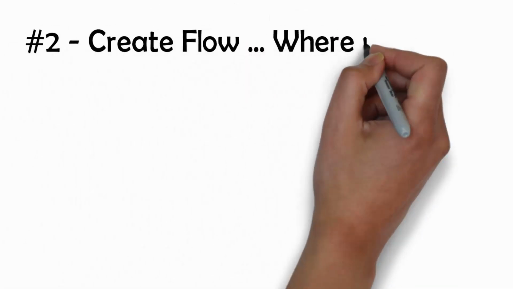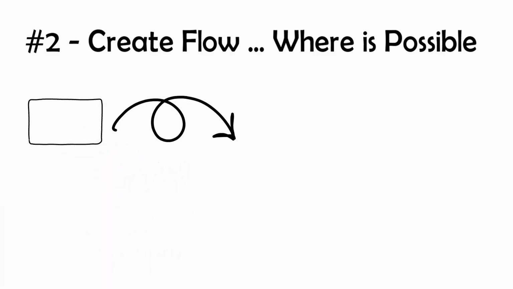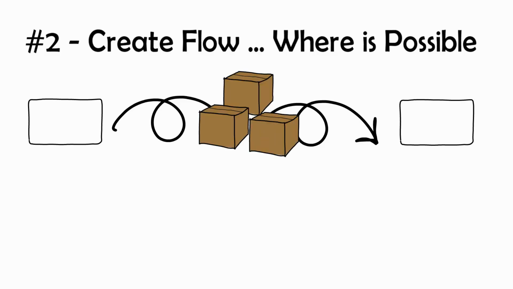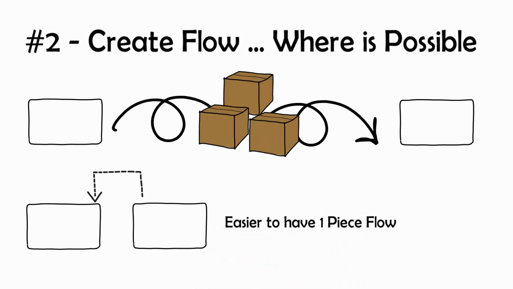Principle 2. Create the flow where is possible. When the process workstations are far from each other, the material stagnation is natural. With closer workstations, it will be easier to have one-piece flow.